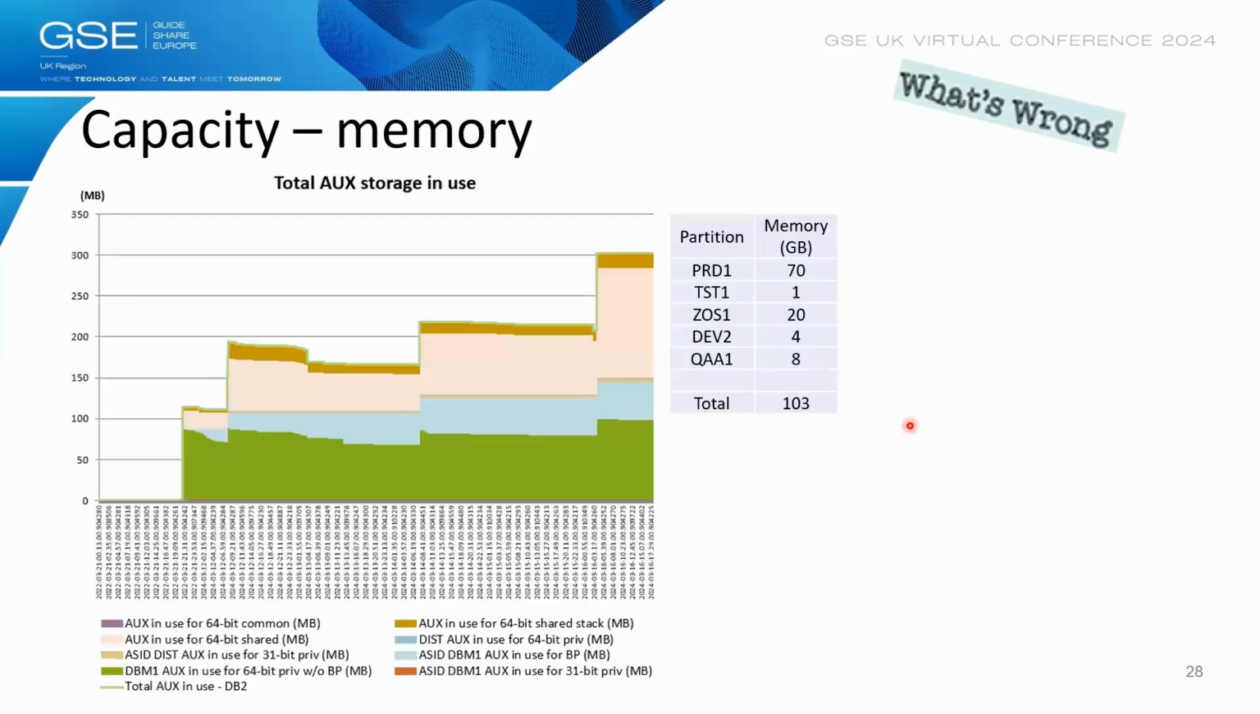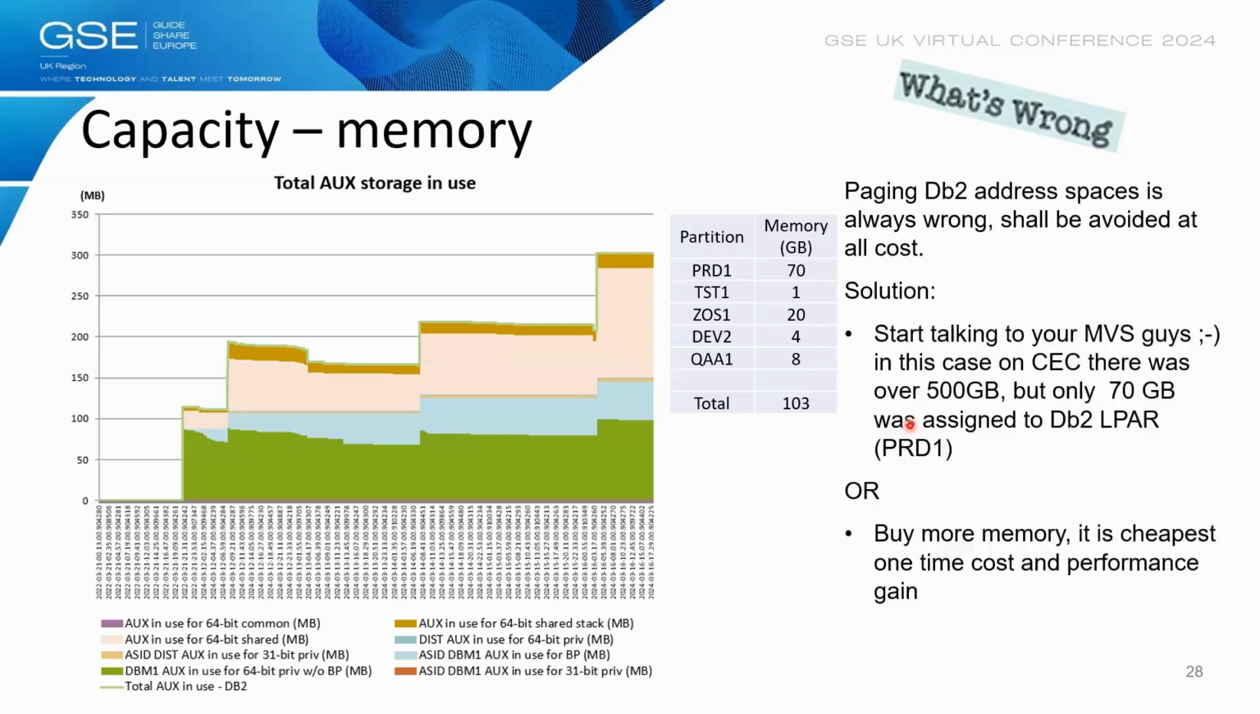For the memory capacity, here we see an example that we also don't want to see. We see paging in the Db2 address spaces. So this Db2 was paged out. We didn't have enough real storage, and we got paged out to auxiliary. Again, that's another customer. Memory was available, but it was basically not assigned again, right?